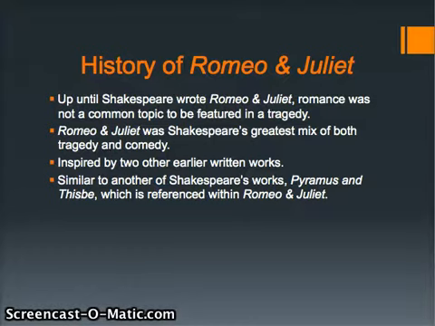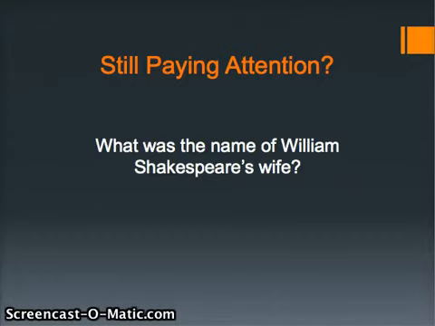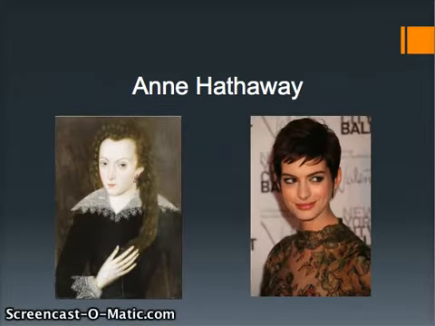Romeo and Juliet also borrows heavily from another one of Shakespeare's previous works, Pyramus and Thisbe, which Shakespeare explicitly references in the play. Now, before we move on to Romeo and Juliet, here's a trivia question for you all, just to make sure you all are still paying attention. What was the name of William Shakespeare's wife? The answer? Anne Hathaway. Hooray for useless trivia that may be useful if you're ever on Jeopardy! Anyways, on to Romeo and Juliet.